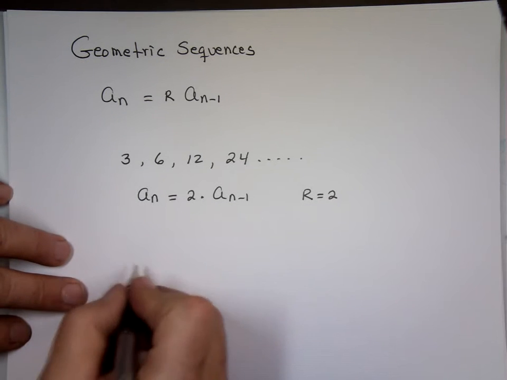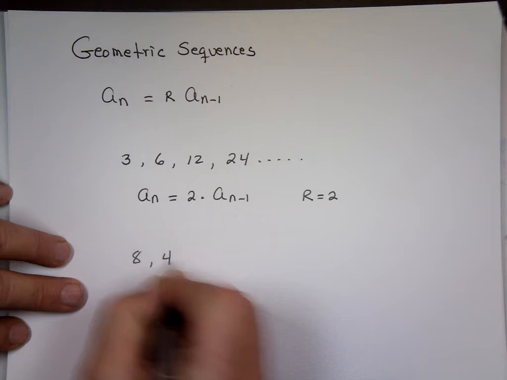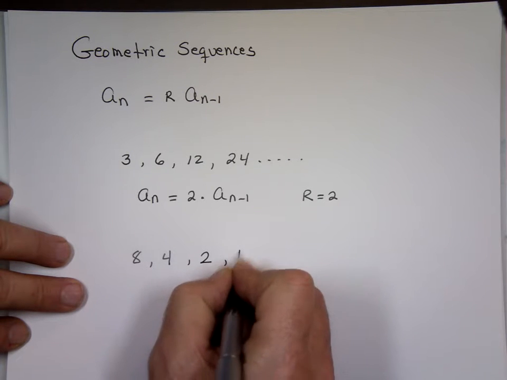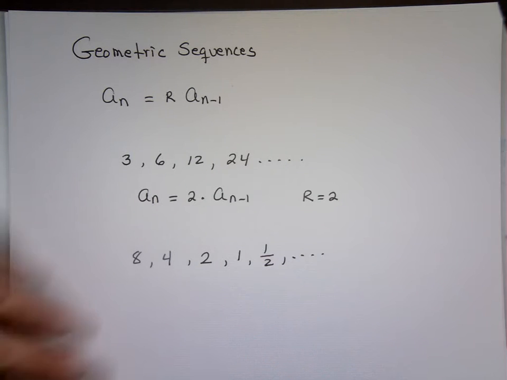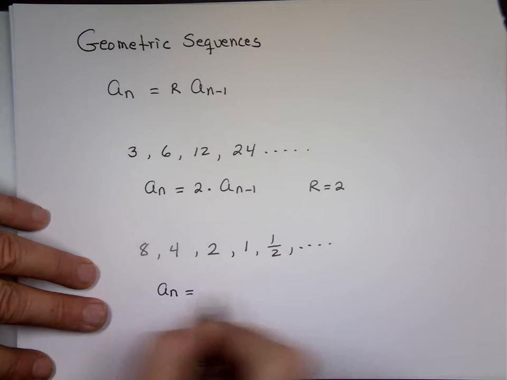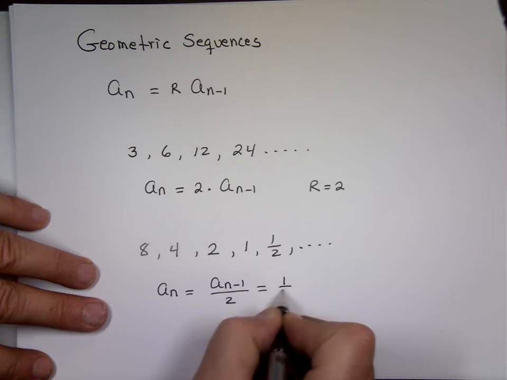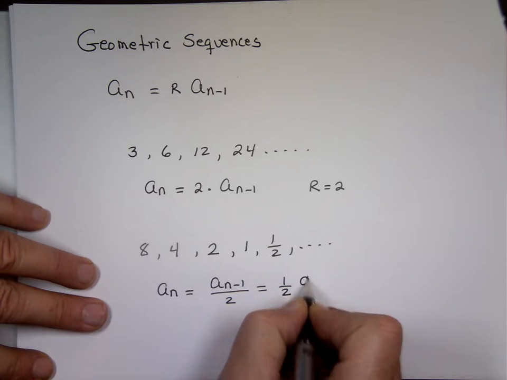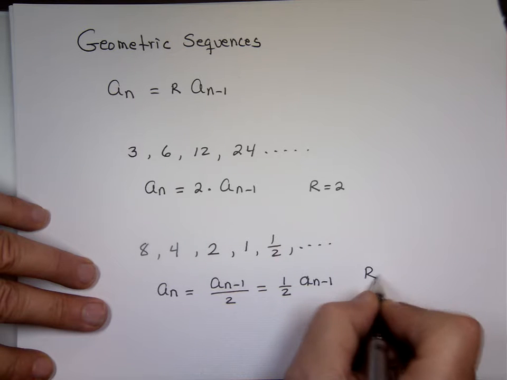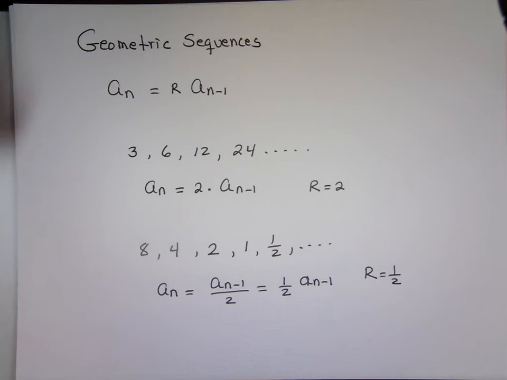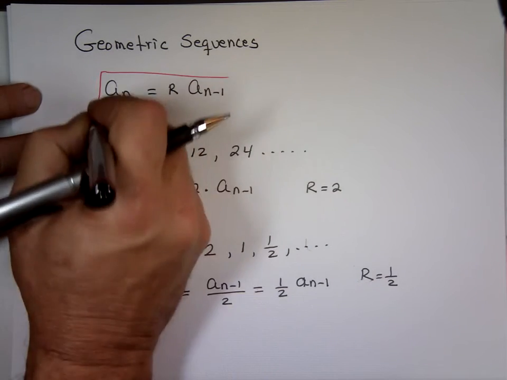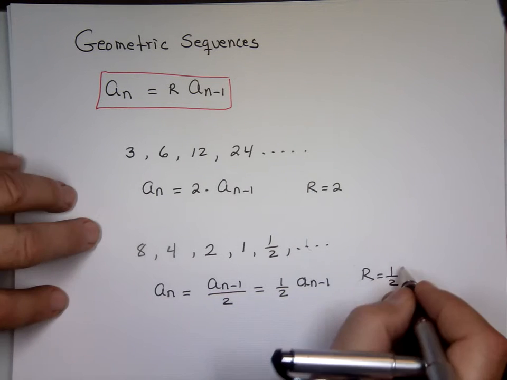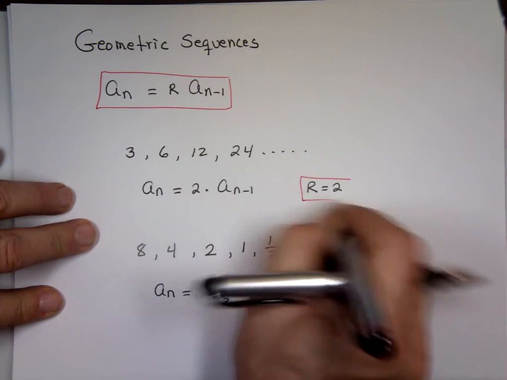Or you might see a problem like this: 8, 4, 2, 1, 1 half, and so forth. Now you're dividing by 2, so the next number is the previous one divided by 2. If you don't like dividing by 2, you're multiplying by what? A half. So r here is really 1 half, if you want to use that equation as a multiplication. So r for that example is 1 half, and r for the other example is 2.